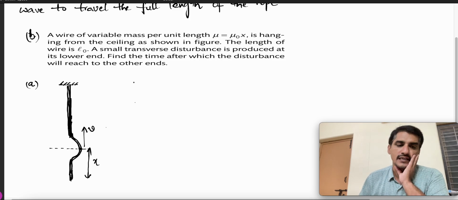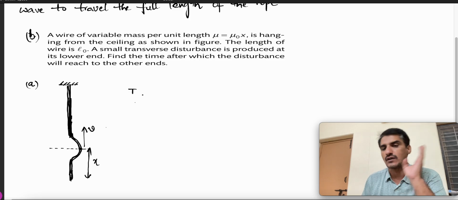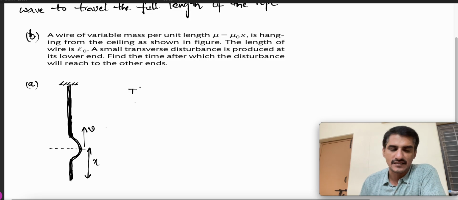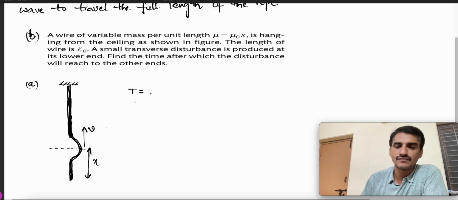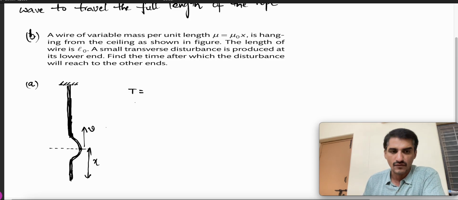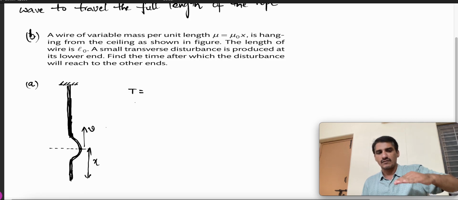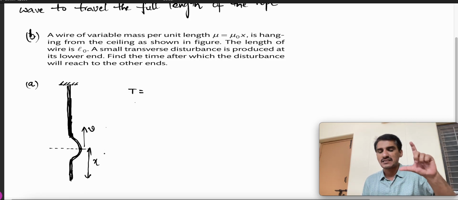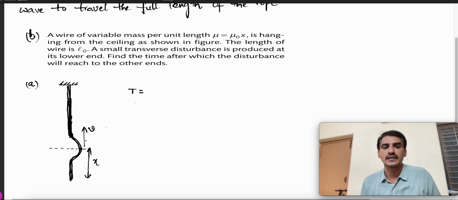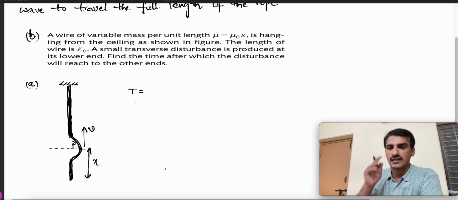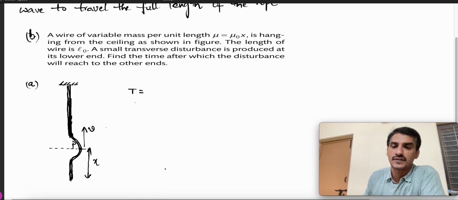So now let us consider the tensional force first of all. Because if you want to find the velocity, the formula is what? Root of T by mu, right? So first, tensional force T is equal to the total length from the bottom. The total rope is there, no? Below x, the total x length is there, no? The mass of that x part of the rope is exerting the tension at this point. Yes or no?